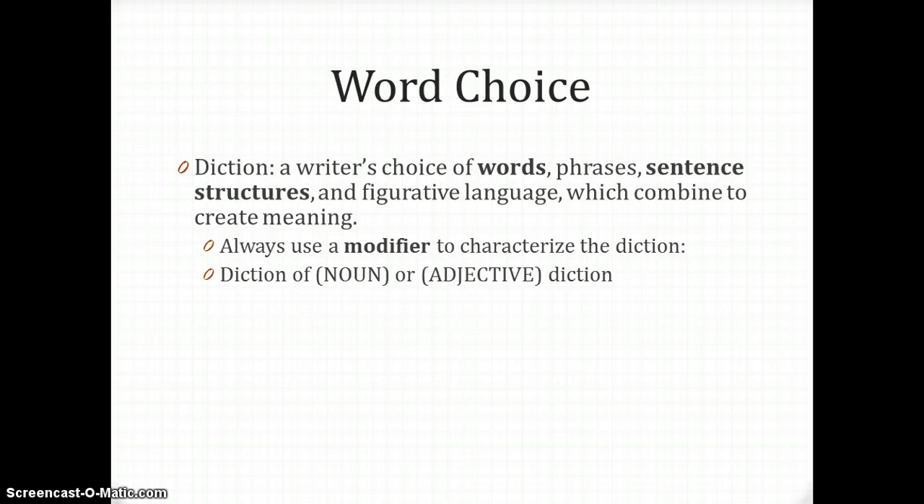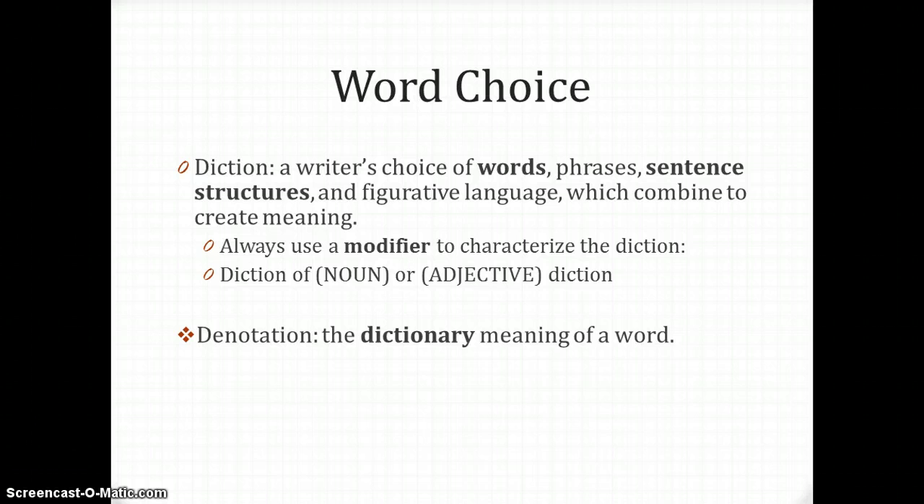You always use a modifier to characterize diction. So you don't just say the author uses diction. That's essentially the same thing as saying the author uses words. Instead, you want to say the author uses a diction of danger, as we saw in the Traveling Through the Dark poem, or the author uses warlike diction. Either way, you can do diction of and then a noun, or an adjective to describe the diction.